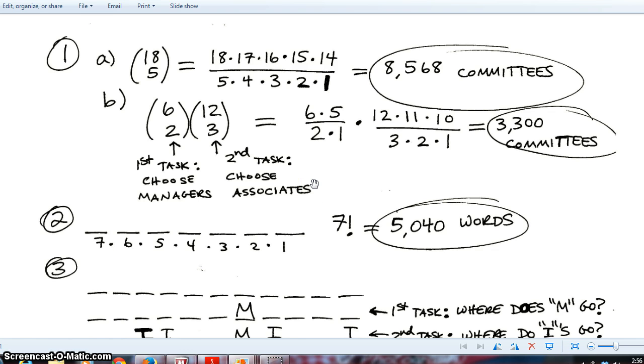So they're completely separate tasks. So you can use the multiplication principle, 6 choose 2 times 12 choose 3. This is the number of ways to choose the managers, times the number of ways to choose the associates. So 6 times 5 over 2 times 1, times 12 times 11 times 10 over 3 times 2 times 1 makes 3,300 committees, which is certainly less than the 8,568.